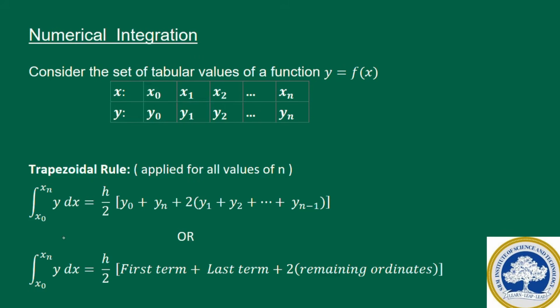Now let us see the formula for the trapezoidal rule. Integral x0 to xn of y dx is equal to h by 2 into y0 plus yn plus 2 times y1, y2, etc., yn minus 1. Otherwise we can write the formula like this: h by 2 into the first term, that is y0, plus the last term, yn, plus 2 into the sum of all remaining terms. Okay, so like this we can remember the formula for the trapezoidal rule.